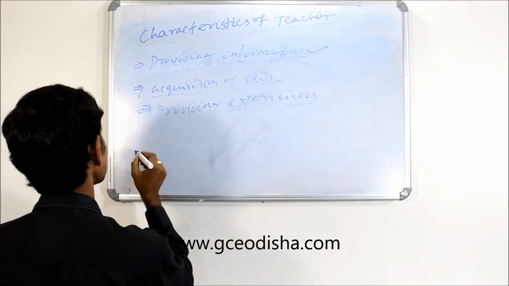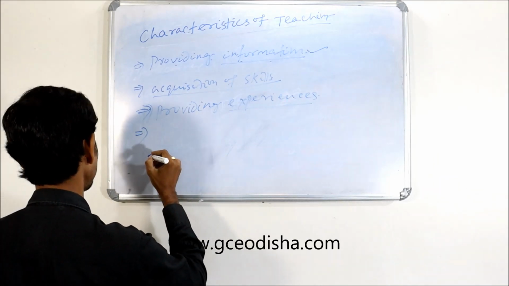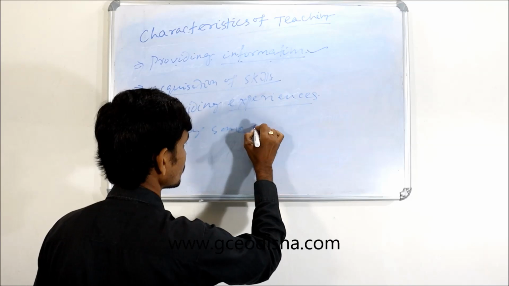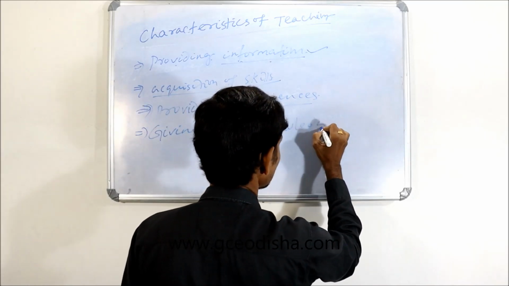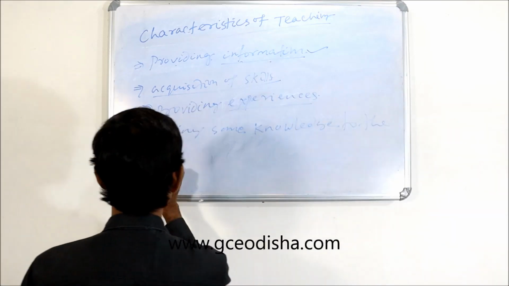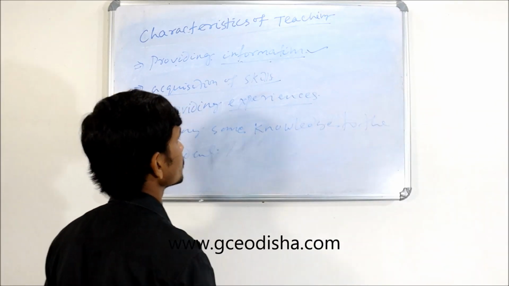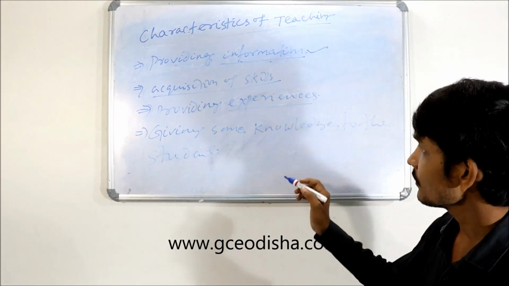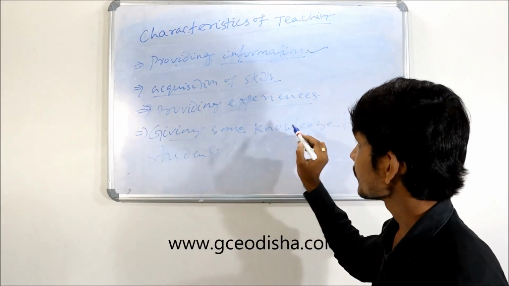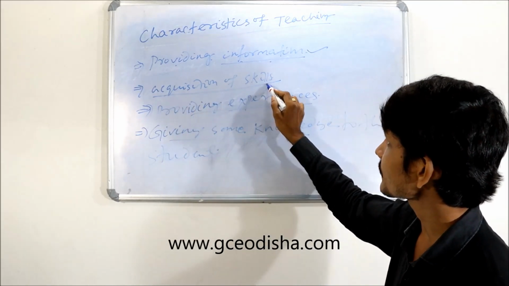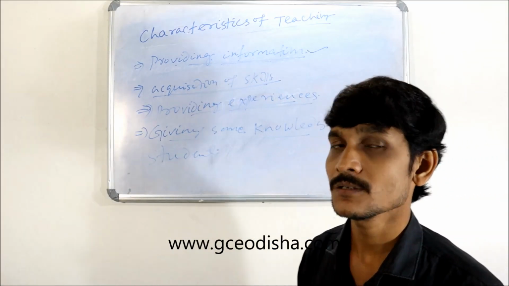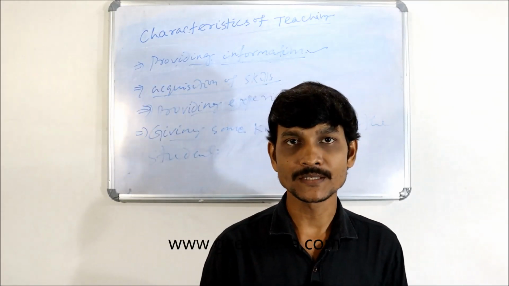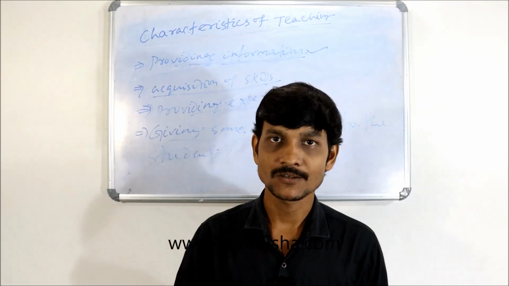Another one is giving some knowledge to the student. The role or aim of the teacher is to provide knowledge, to provide experiences, to enable acquisition of skill, and to provide required and versatile information. These are all the characteristics of teaching. In the next class we will discuss another topic. Thank you.